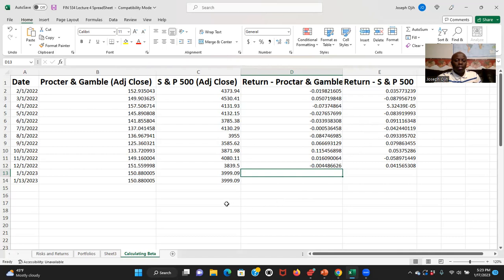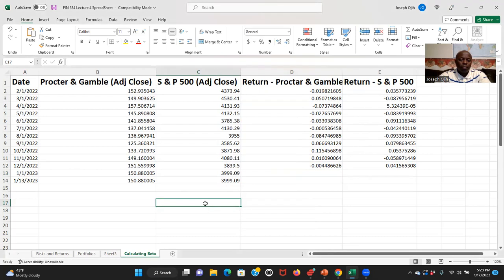So now it is time to calculate the beta of this. Okay. Beta of Procter and Gamble. I'm going to put it this way: Procter and Gamble beta.